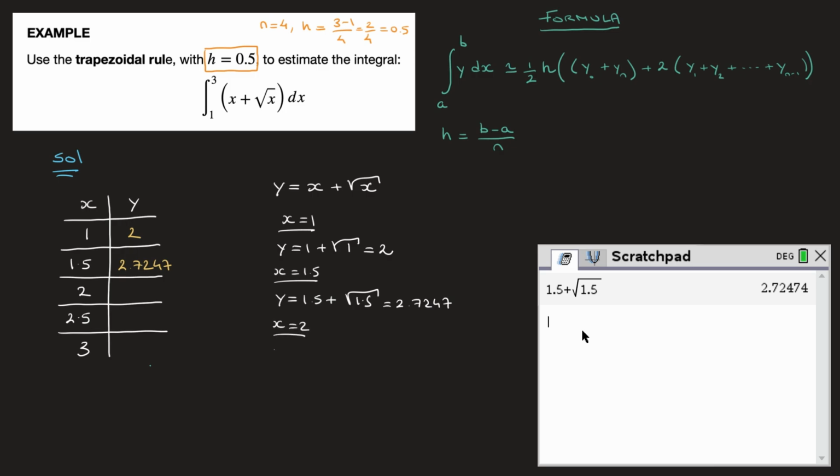I carry on and take care of x equals 2. So when x equals 2, y will be equal to 2 plus the square root of 2. And so again, I can turn to my calculator for that. That's 2 plus the square root of 2.